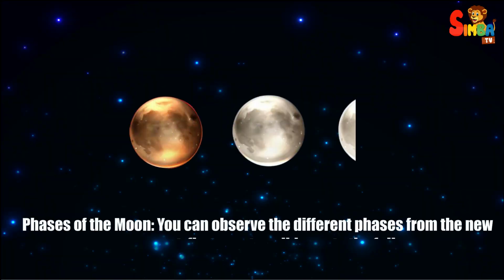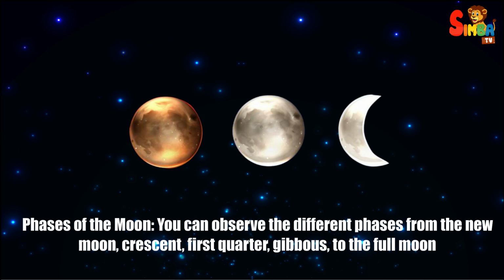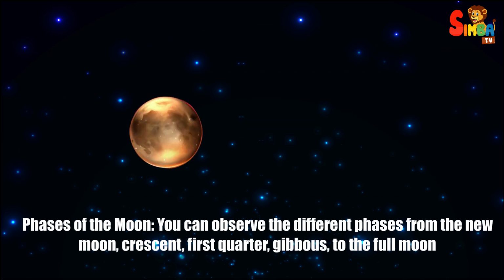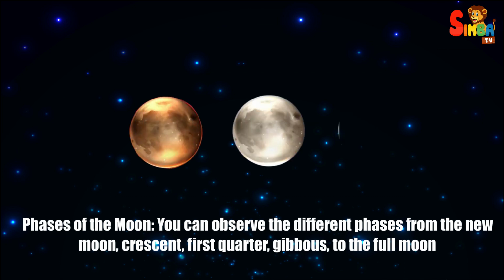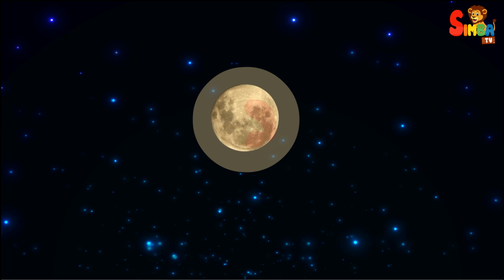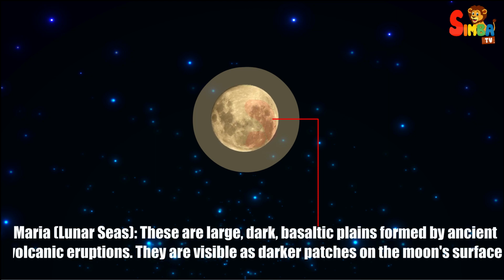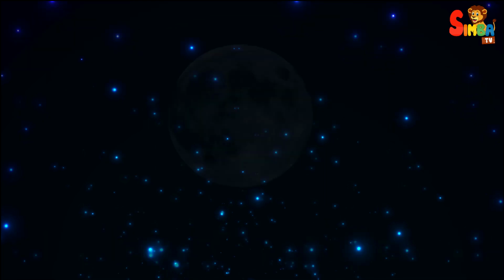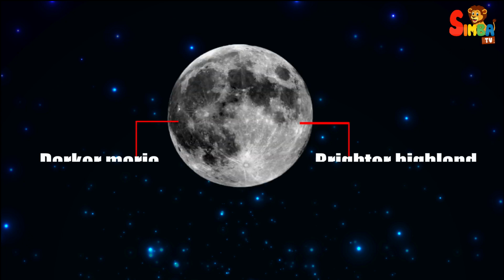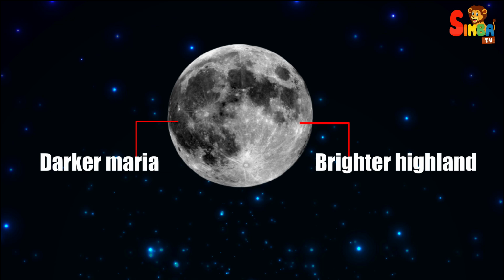Phases of the moon. You can observe the different phases from the new moon, crescent, first quarter, gibbous, to the full moon. Maria, lunar seas. These are large, dark, basaltic plains formed by ancient volcanic eruptions. They are visible as darker patches on the moon's surface. Bright and dark regions. You can see the contrast between the brighter highland areas and the darker Maria.